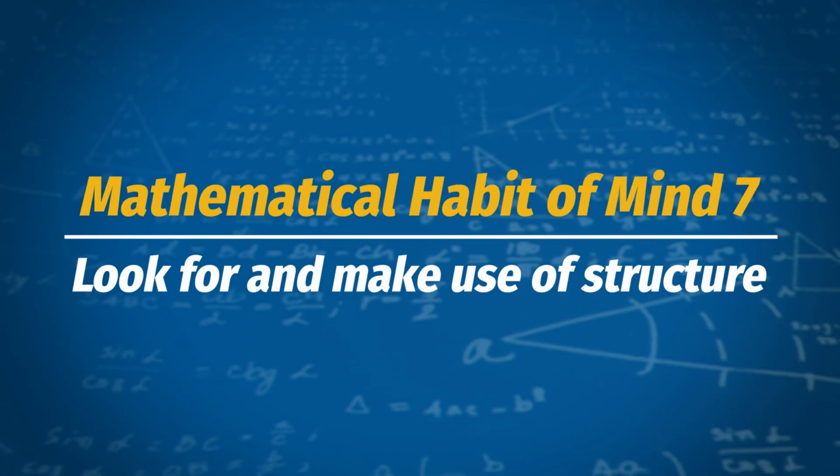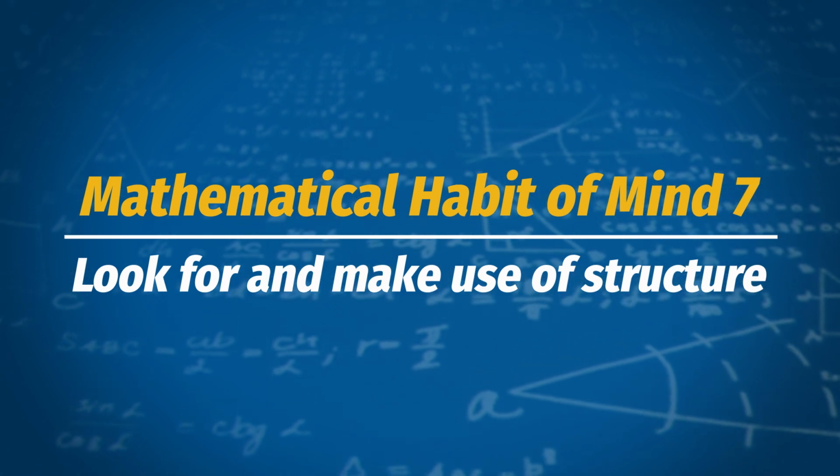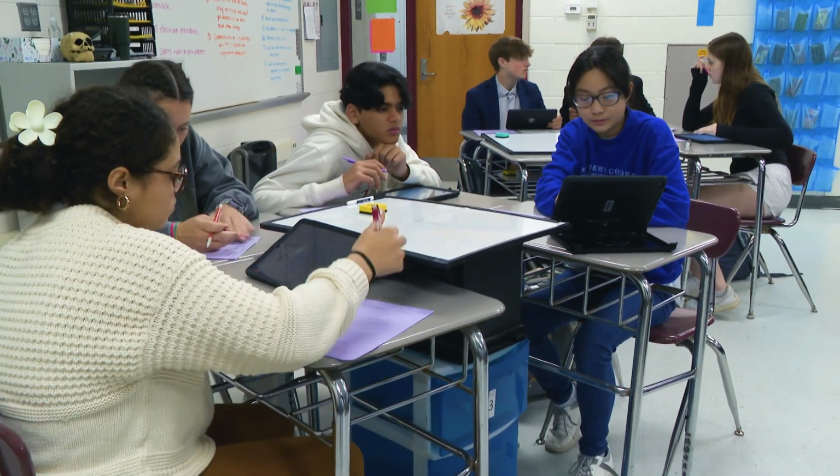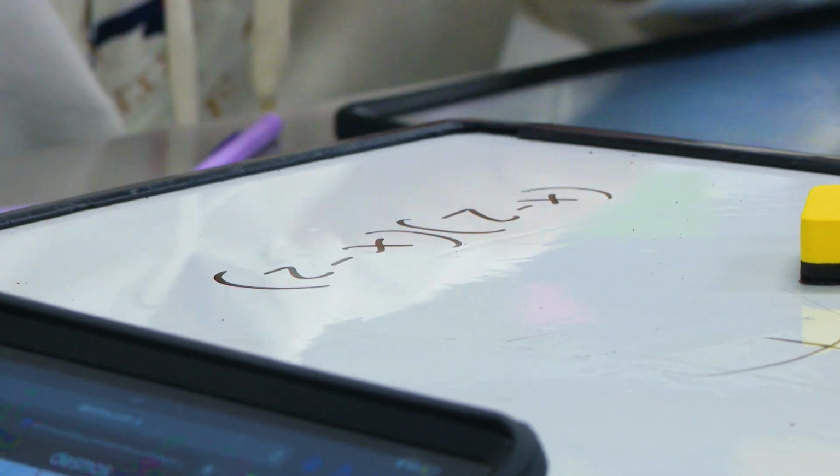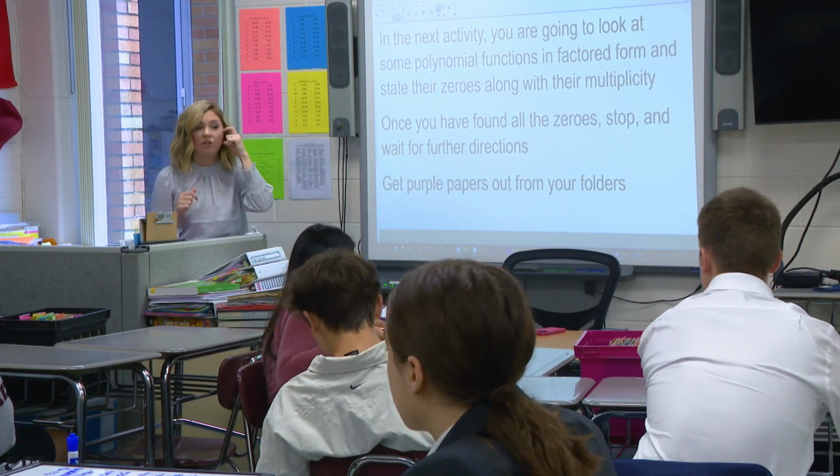The seventh mathematical habit of mind is look for and make use of structure. Across all levels of math classes, there are many different ways this habit of mind can be practiced. But ultimately, the goal of this habit of mind is for students to recognize prevalent formats and then act on what they see in their decision-making process as they solve a problem.